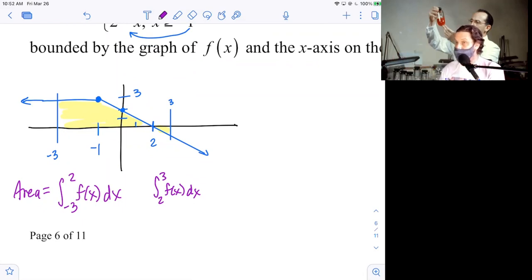Since I want to find the area, how can I make that negative quantity positive? Just put a what in front? A negative, right? If I put a negative in front of the integral, that'll take this quantity, which will be negative, and a negative times a negative is a positive. So that's one way to do it.